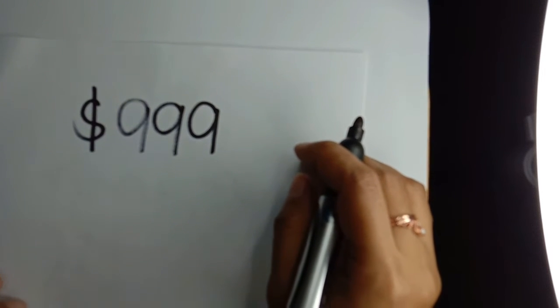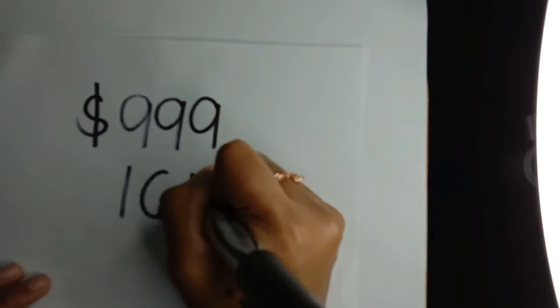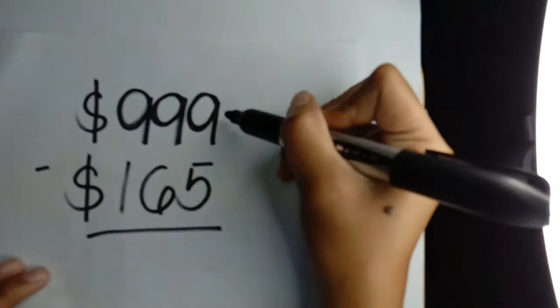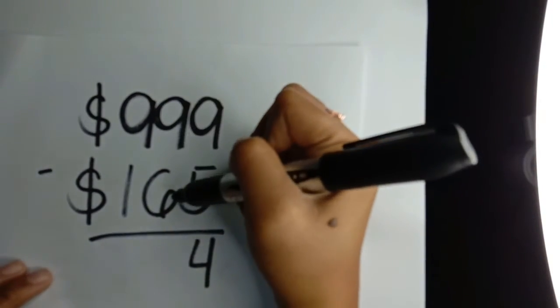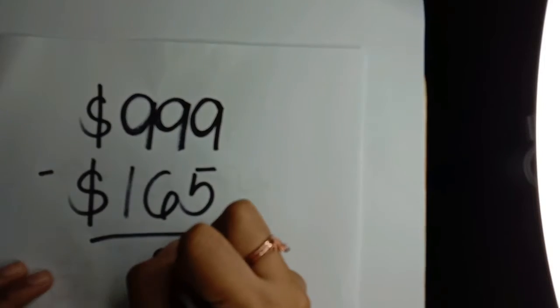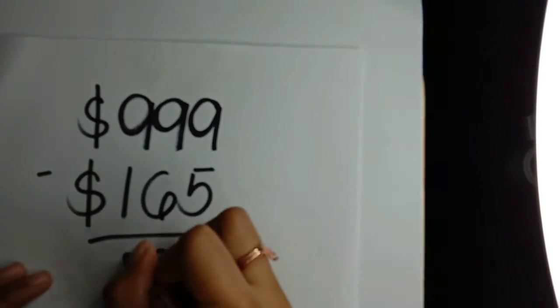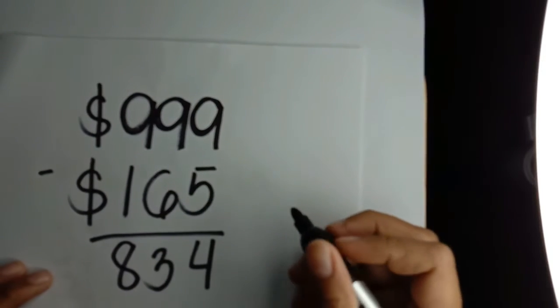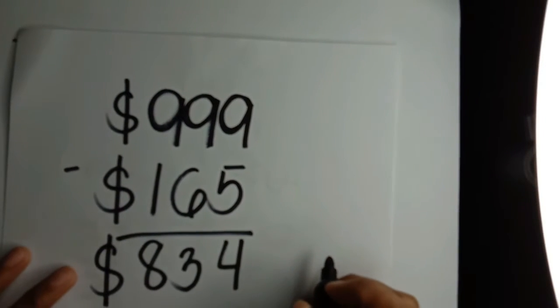So let's subtract $165 from $999. 9 minus 5 is equal to 4. 9 minus 6 is equal to 3. And 9 minus 1 is equal to 8. So John has $834 left for his money.